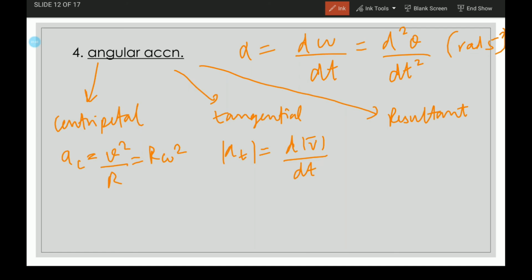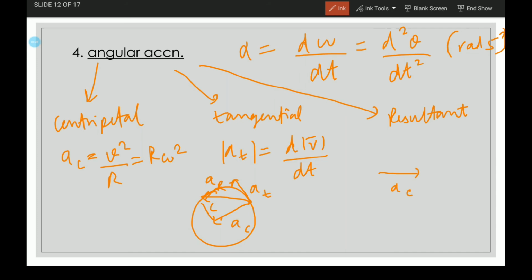Let me show you. Let this be a circular motion and the body is at here. The tangential acceleration is defined by at, which is tangentially or perpendicular to the radius of the circle. Centripetal acceleration is always towards the center of the circle. It is radially inward. And the resultant of these two is the resultant acceleration.